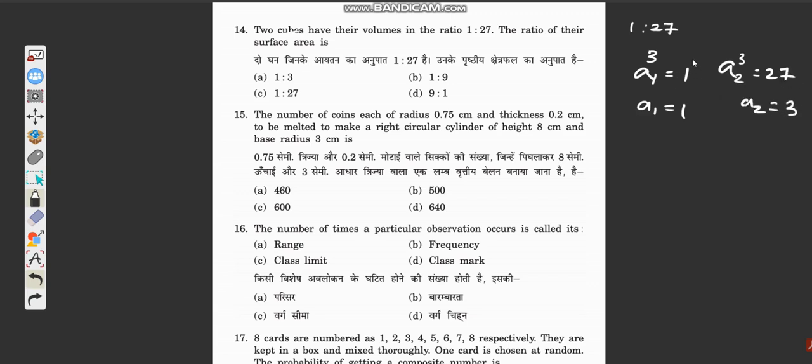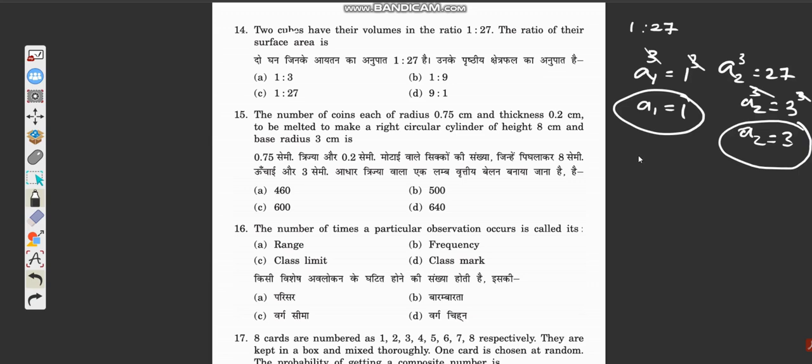How? 1 cube is 1. So both sides cube cancel and a1 becomes 1. This will be the side of the particular cube. 27 can be written as 3 cube. Then cubes are cancelled. Then a2 equal to 3. This is the other cube side.